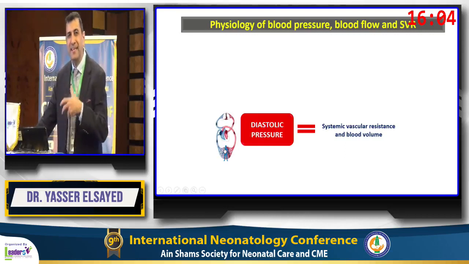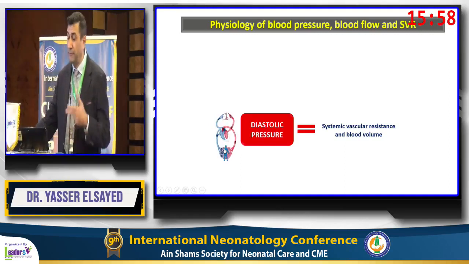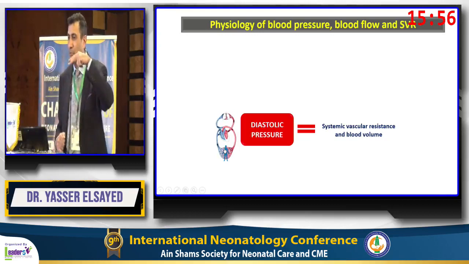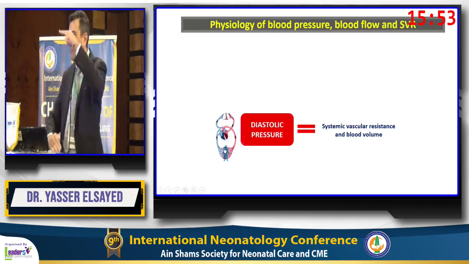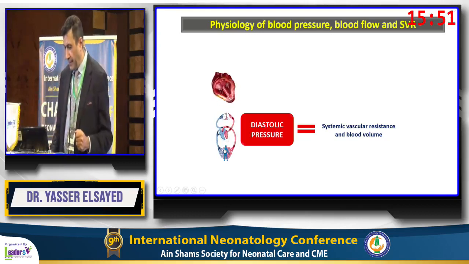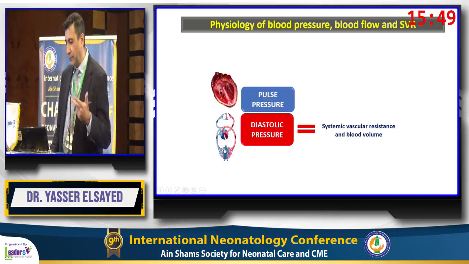So the PDA is stealing blood from the systemic to the pulmonary circulation, so you have less volume to the systemic circulation. You have low diastolic blood pressure, and the systolic will stay normal or high. That's why the pulse pressure will be wide. And the heart will contract on top of the diastolic blood pressure to create the pulse pressure.